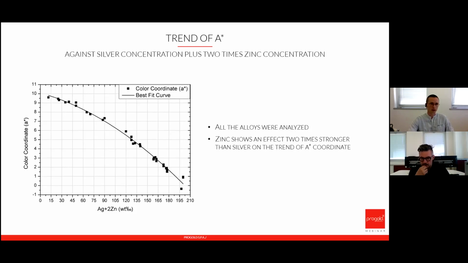Apart from the consequences deriving from the production process, we have to take into account also that the final color won't be the same. So in some countries, for example, they prefer using cheaper alloys, and so they buy low silver and high zinc content alloys. But they know that the final quality, they can accept lower final quality. It's not the same as having high silver content.